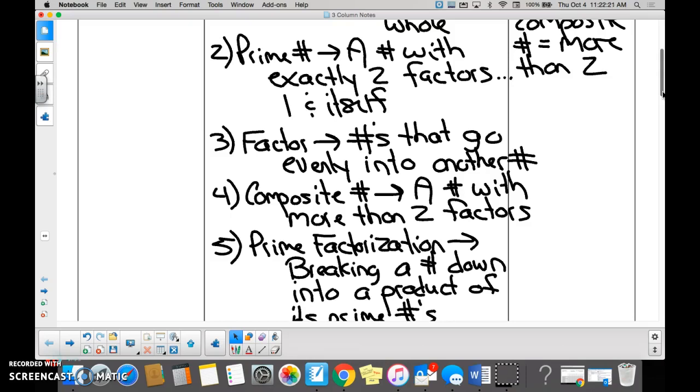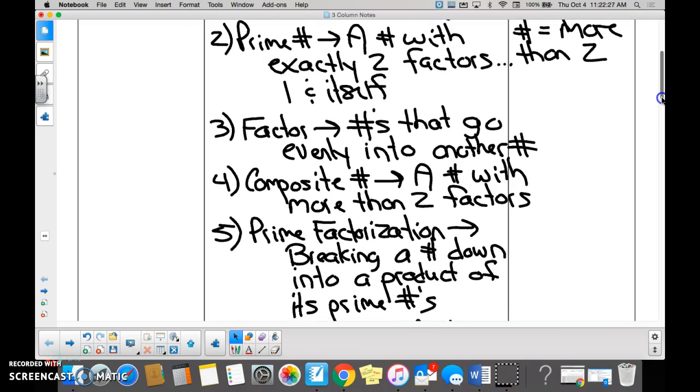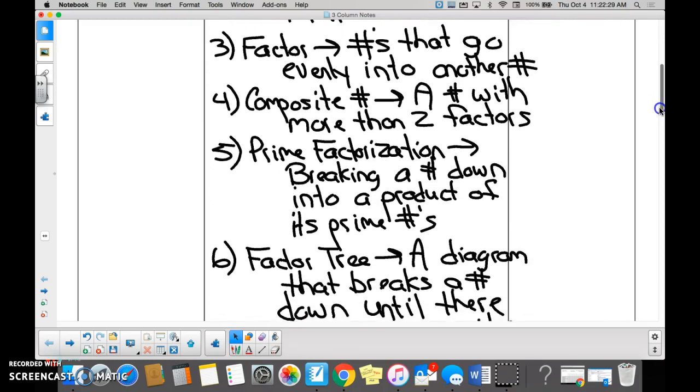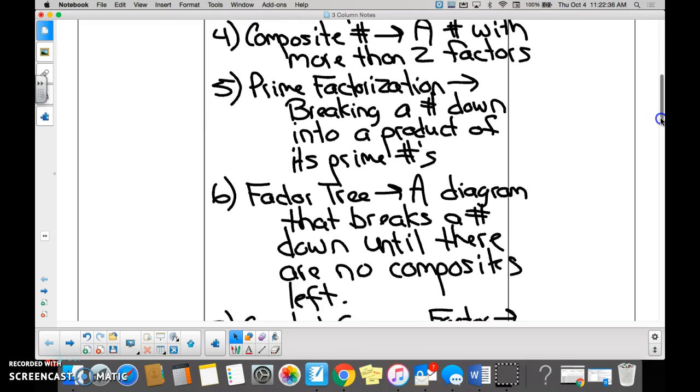We're wasting time. Prime numbers have how many factors? 2. Okay, what is a factor? You can read that for yourself. Composite numbers have how many factors? 1, 2, 3, go. More than 2.